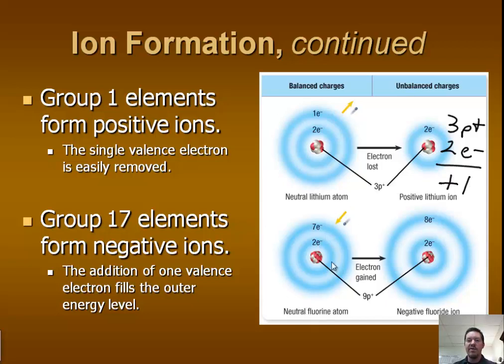Here we've got a fluorine atom. Fluorine has 7 valence electrons, so it's going to be easier to gain 1 electron than lose 7. What we have then is 9 positively charged protons, and we have gained electrons, so we have 8, 9, 10 electrons now. So the difference here is a negative 1 charge.